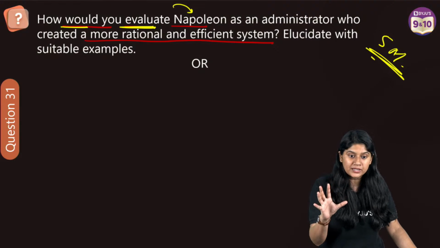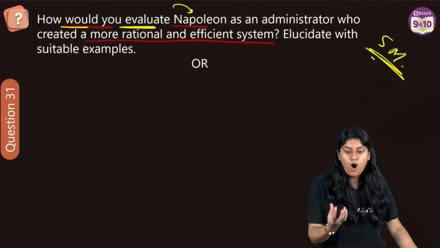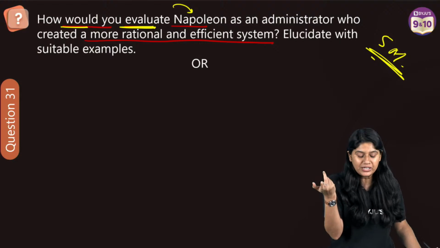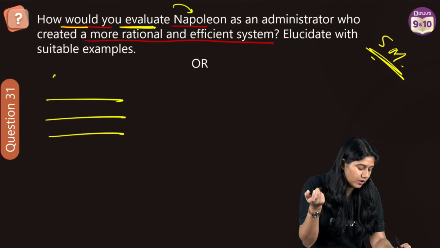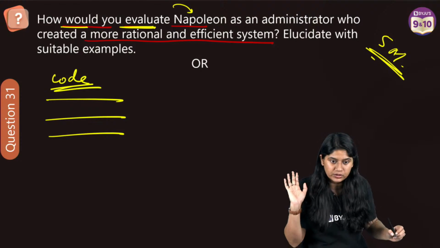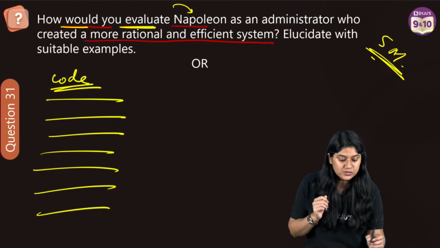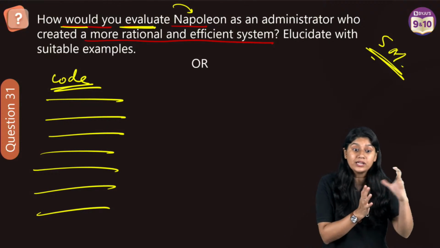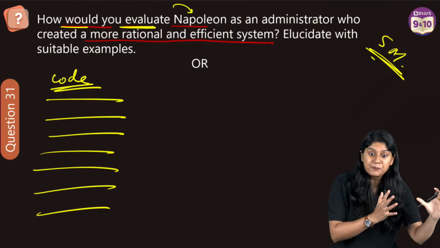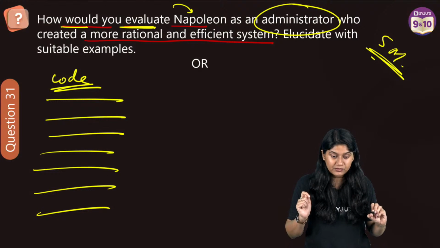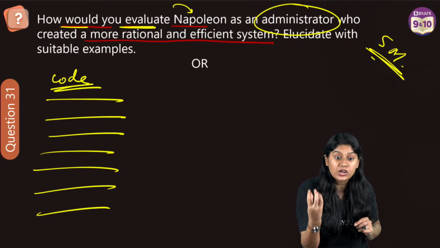Very simple thing, before we evaluate Napoleon as an administrator, what we need to write is about the codes. We'll be writing about the civil code. We'll mention the points over here. Clear? Then of course we are not going into the flag part. Why? Because we're talking about the administrator part, what he did for the administration.